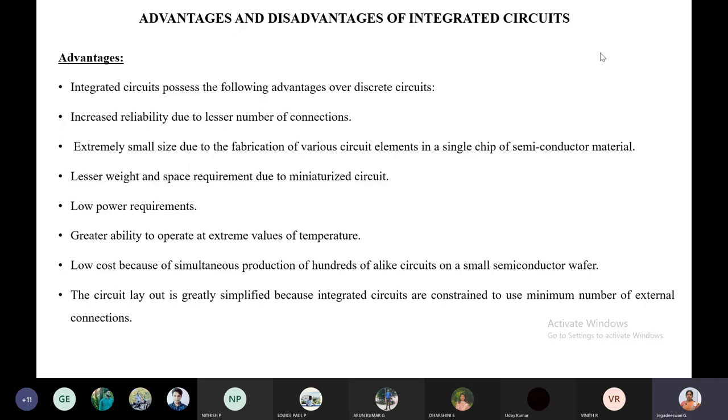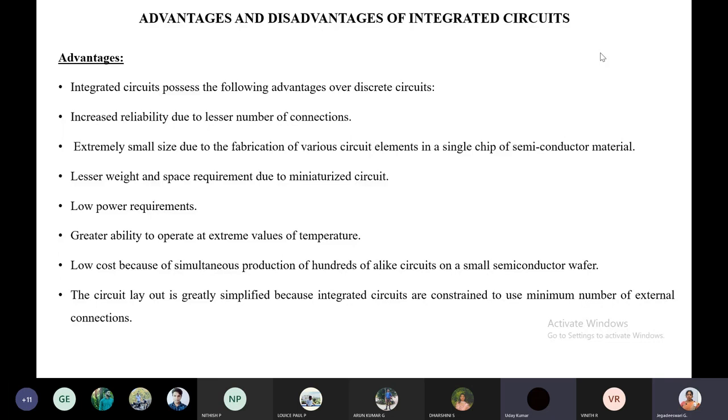Yes, we have this type of advantages. Can anyone please read one by one? Okay, so the first point is, yes, can you please? Integrated circuit possesses the following advantages over discrete circuits. The first point is increased reliability due to lesser number of connections.